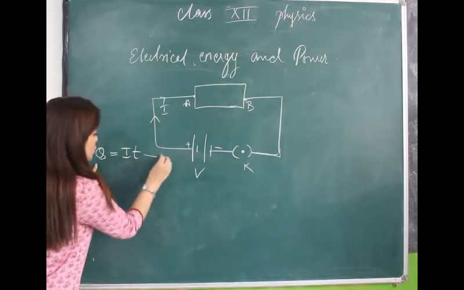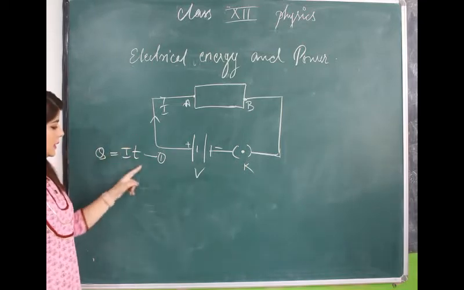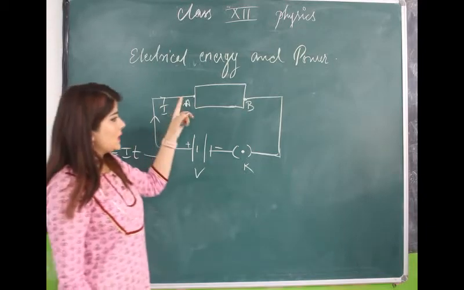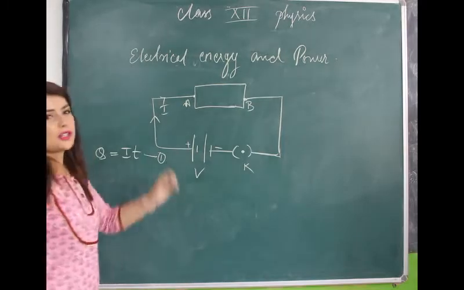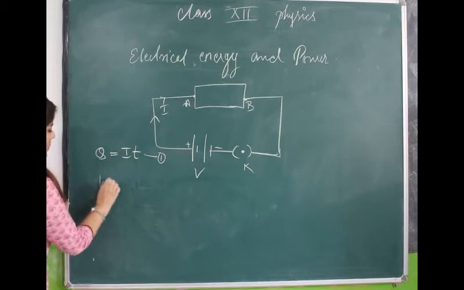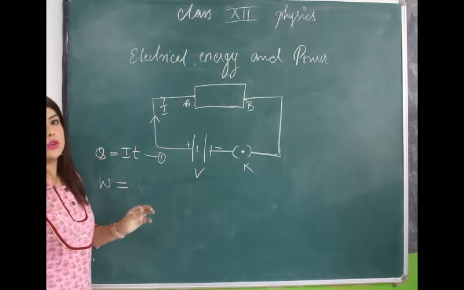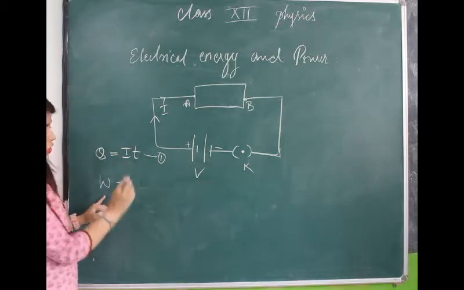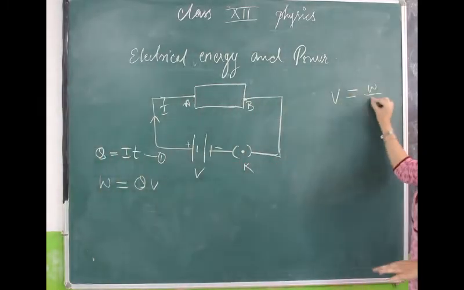t amount of charge will start flowing. Equation number 1: charge is equal to current into time, Q = I t. So in t amount of time, Q amount of charge will flow from point A to point B. The next thing is, when the charge flows, there is some amount of work done. While this charge is moving from one point to another, some amount of work has to be done by the battery to make the charge flow. So the work done in moving the charge will be Q into V. If you know the equation of potential, potential is work done per charge.